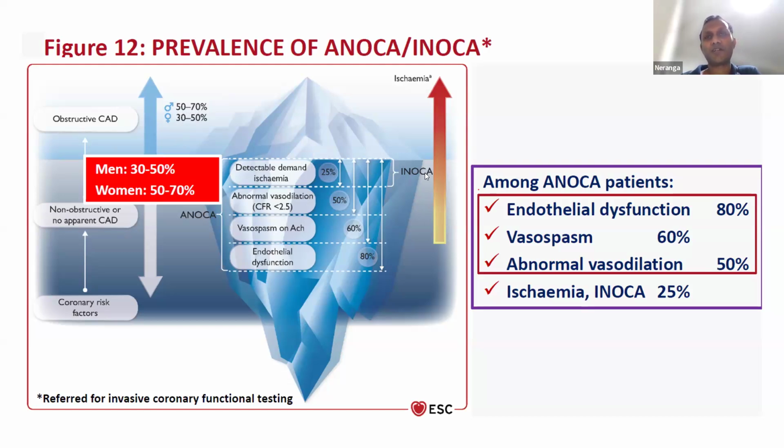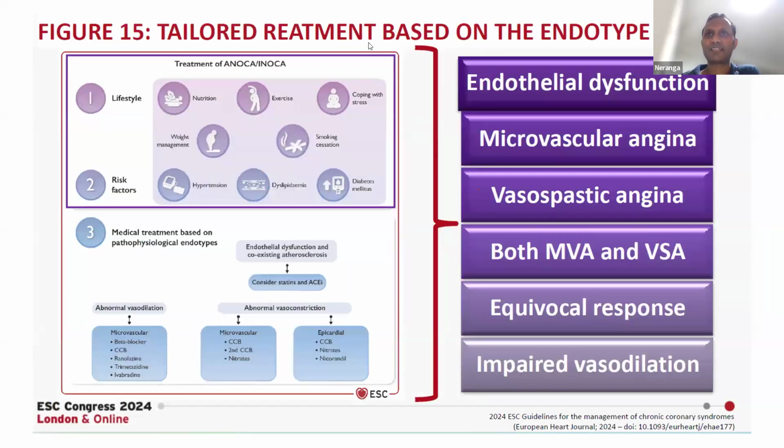To demonstrate ischemia, you have to do a stress echo, stress CMR, SPECT, PET, etc. But angina, of course, the patient can tell you angina is there. So there are various things like coronary flow reserve, which will be discussed here. There are various endotypes: endothelial dysfunction, microvascular angina, vasospastic. Both types are there, and they are a bit complicated, and we don't do these tests in Sri Lanka.